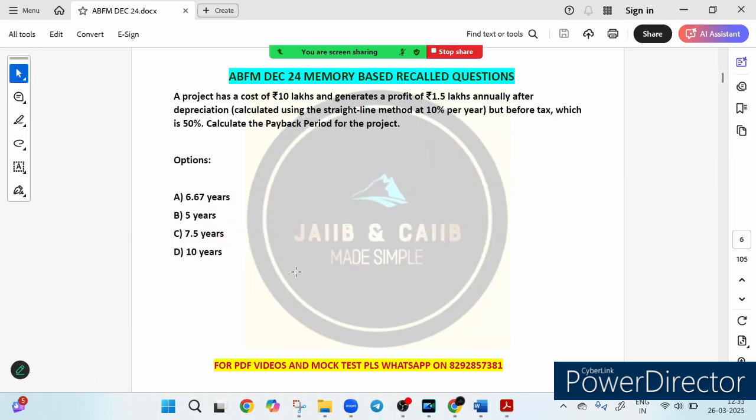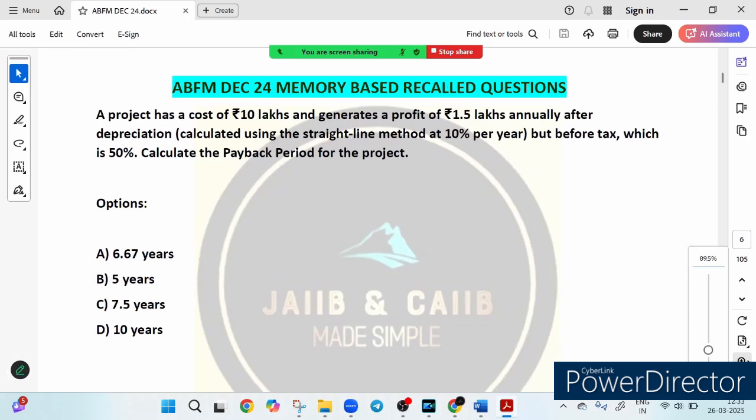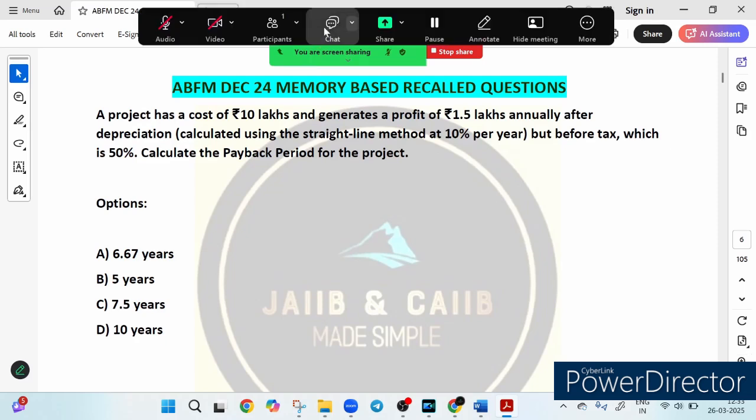Let's switch our attention to the next question, and this is a numerical question which was asked in the examination. So friends, let's discuss what the question is asking you. As you can see, the question is: a company has invested rupees 10 lakh.